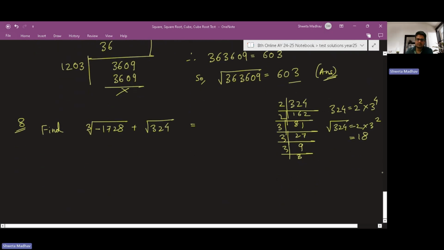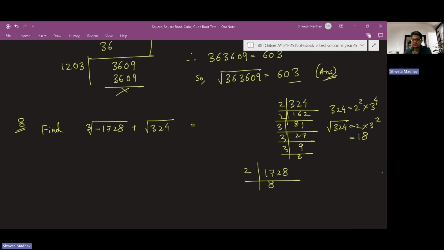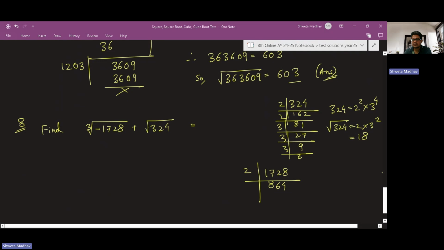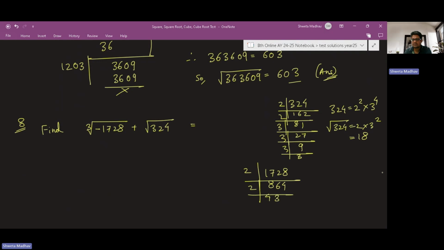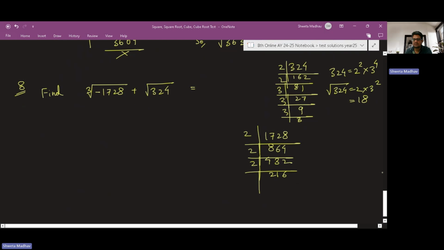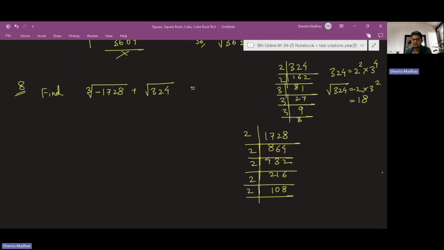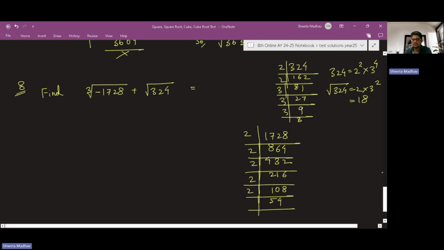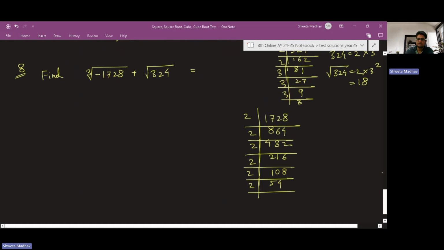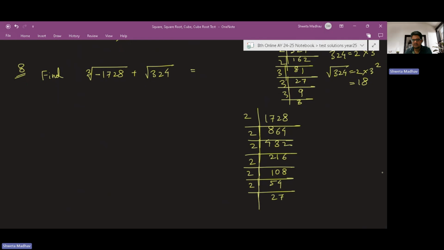Then similarly we have to take the prime factorization of 1728. 2 8s are 16, 2 6s are 12, 2 4s are 8, then 2 4s are 8, 2 3s are 6, 2 2s are 4, 2 1s are 2, and so on, then with 3, 3 9s are 27, 3 3s are 9.